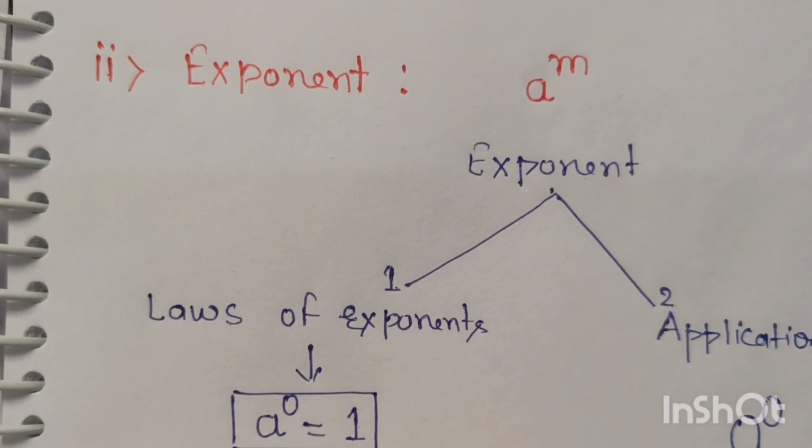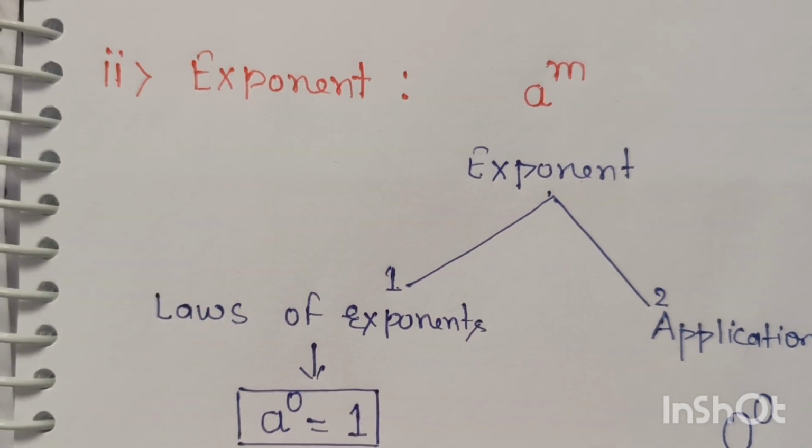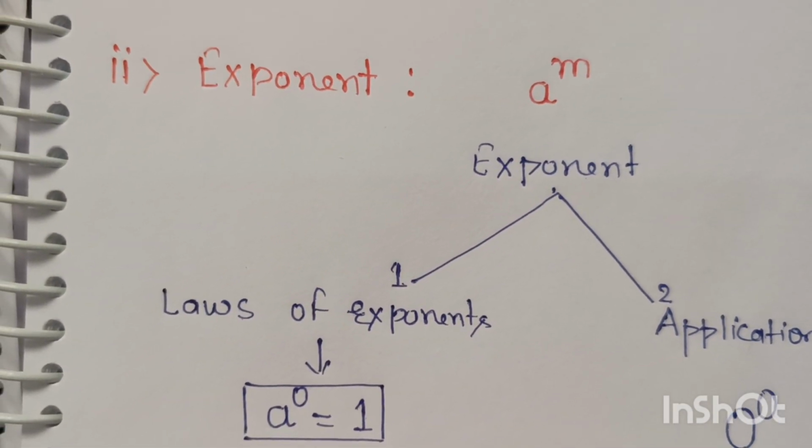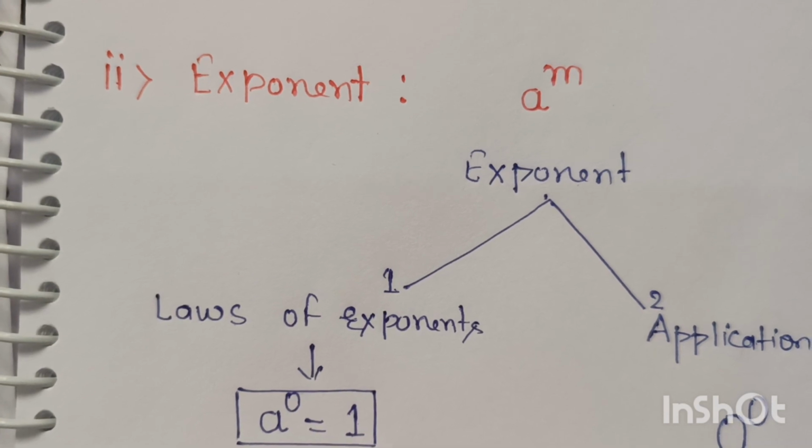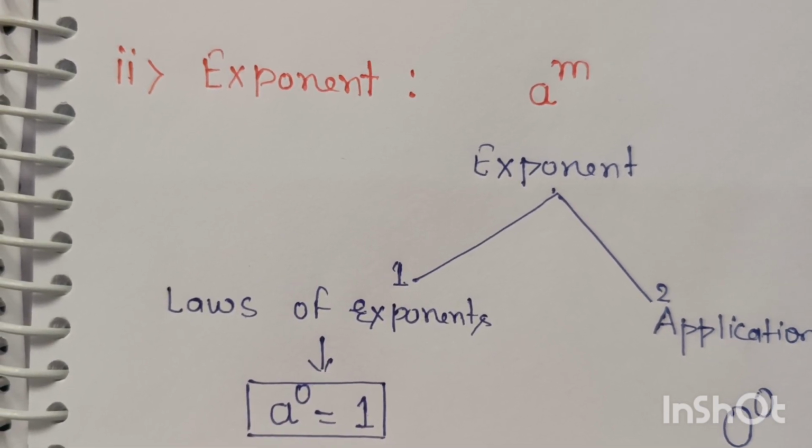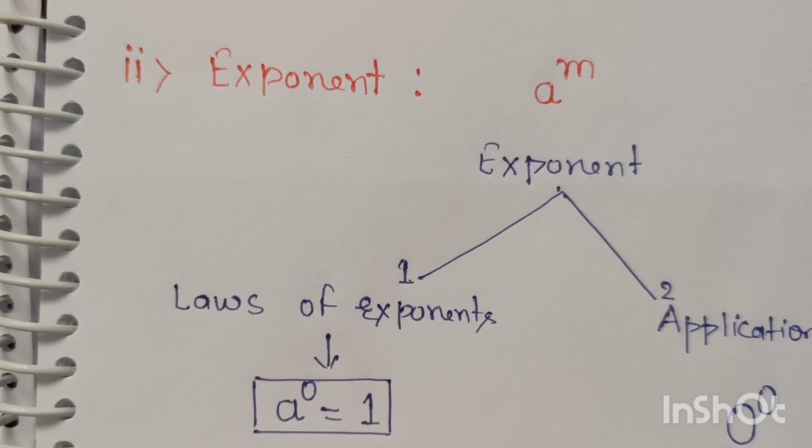So first we are going to discuss the laws of exponent. There is a law: a raised to the power 0 equals 1. So if there is any number and its exponent is 0, the answer will be 1. So according to this law, the answer should be 1.